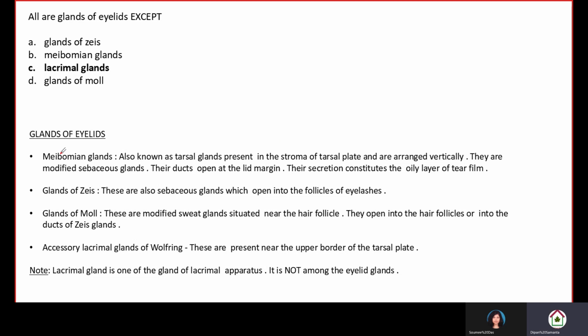Okay, so let's revise the glands of the eyelids. What are the glands of the eyelids? First of all, we will see the names: meibomian glands, glands of Zeis, glands of Moll, and accessory lacrimal glands of Wolfring. So meibomian glands are known as tarsal glands, which are present in the stroma of the tarsal plate and are arranged vertically. They are modified sebaceous glands.